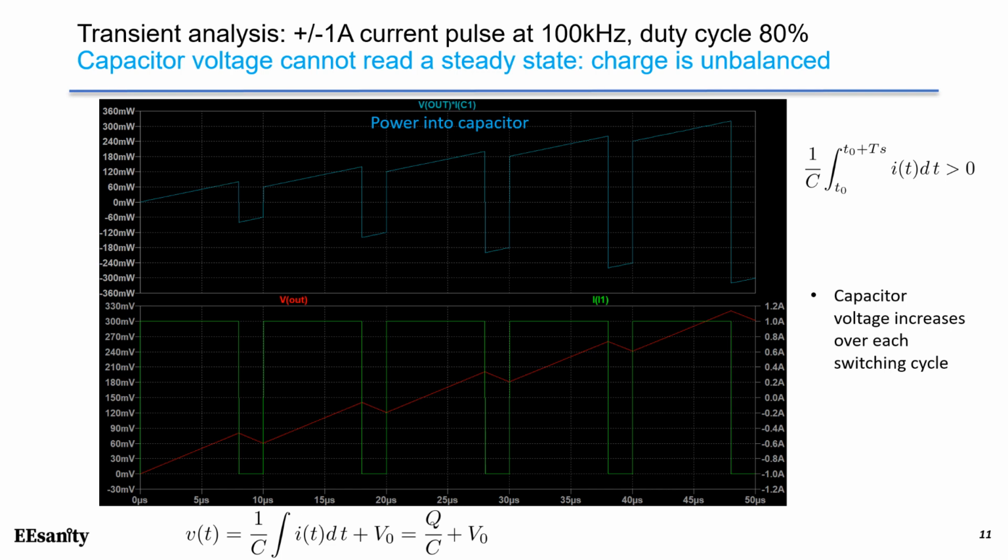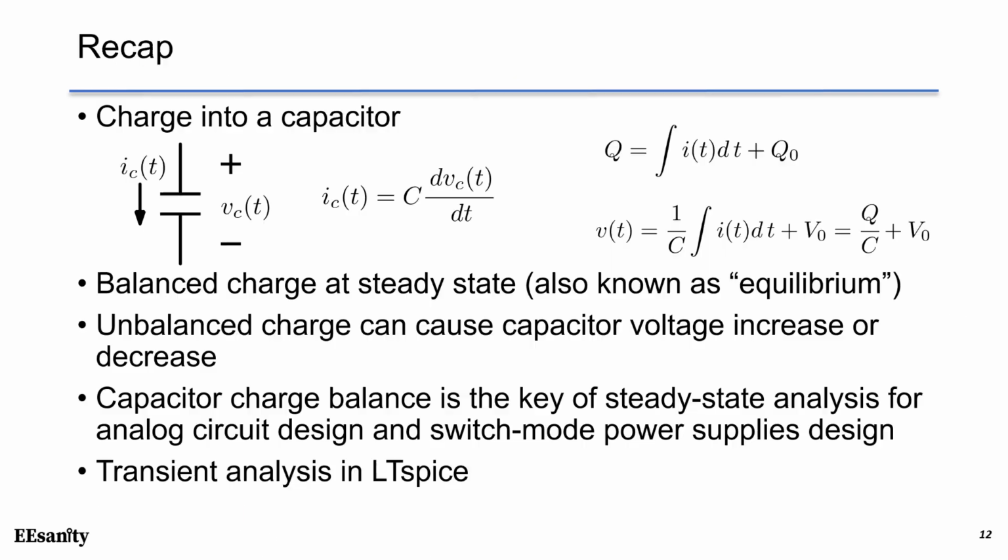On the first plot, we have the positive average power into the capacitor. And on the second plot, the current is changing from 1 amp to minus 1 amp, but we have a positive duty cycle, which is 80%. That means we put more charge into the capacitor. And notice that the capacitor voltage in red gradually increases over each switching cycle.